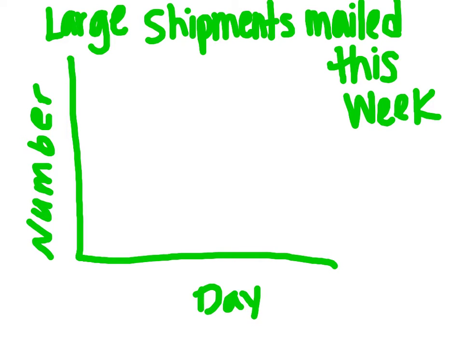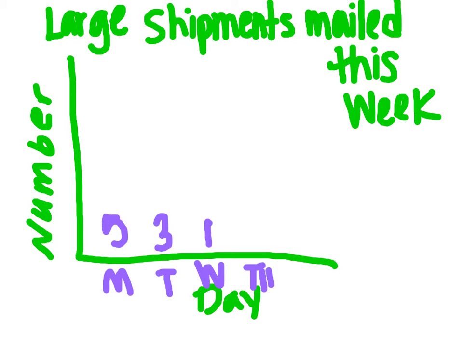So looking at that, I know that on Monday there was 5. On Tuesday, there was 3. On Wednesday, there was 1. On Thursday, there was 6. And on Friday, there was 7. I'm going to use this information in order to figure out the answers to numbers 1, 2, and 3.